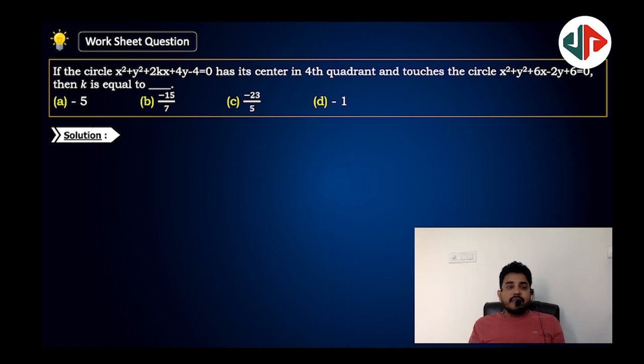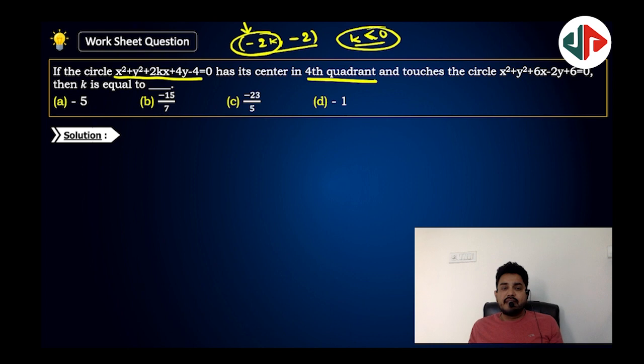Read the question. If the circle has its center in the fourth quadrant, what is the center? The center is minus 2k comma minus 2. So k should be negative, because in the fourth quadrant the x coordinate should be positive, and it touches this circle. Did they mention they are touching internally or externally? No. So there is no point in going for C1C2 equal to R1 plus R2 or C1C2 equal to R1 minus R2. So what is the best thing?